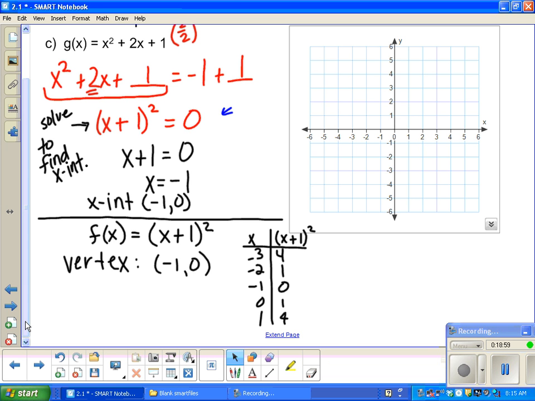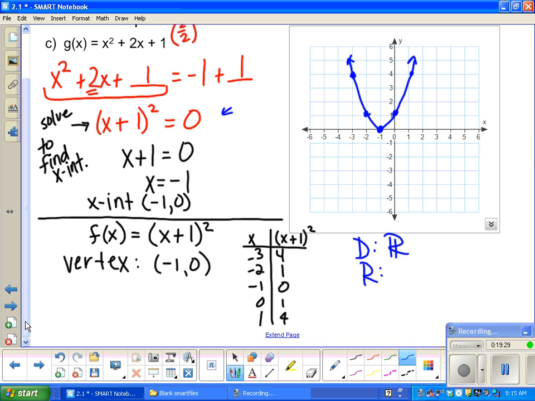All right, so let's plot our graph. (-1, 0). (-2, 1). (-3, 4). (0, 1). And (1, 4). And so that is now my parabola. The domain, all real numbers. My range, y is going to be greater than or equal to my lowest y point, which is 0.